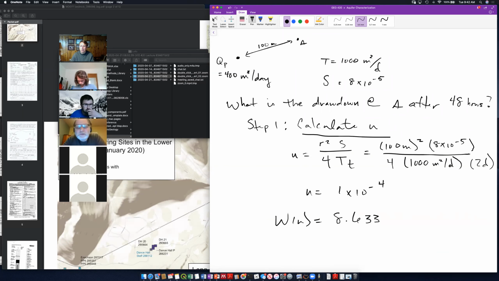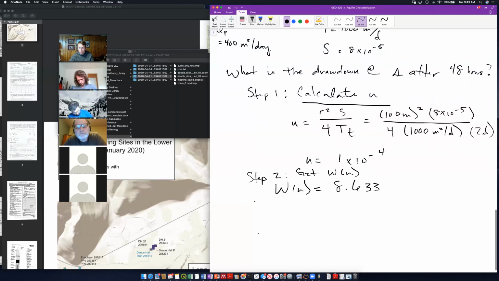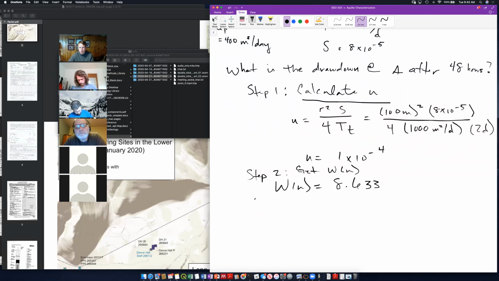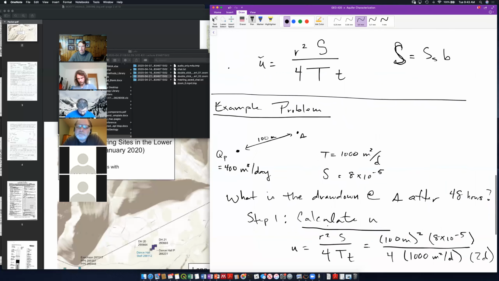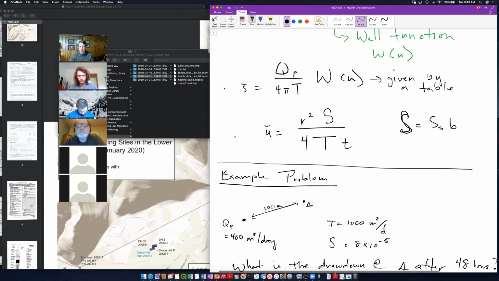All right, so now step 2, get W sub u. Step 3, calculate drawdown using the Theis equation.